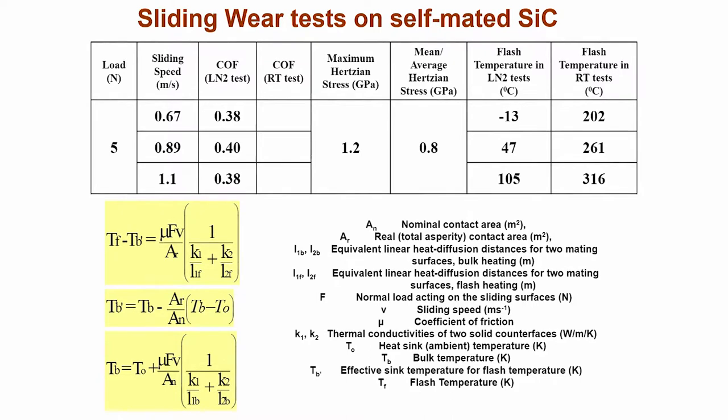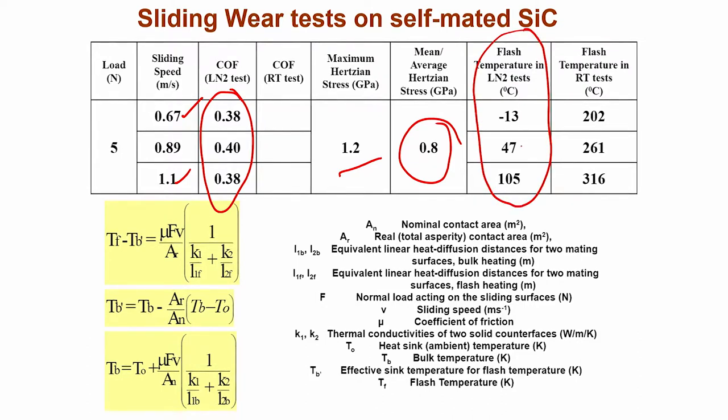Similar to earlier case studies, here we have varied the sliding speed from 0.67 meter per second to 1.1 meter per second, and if we keep the load at 5 newton, we have found that the coefficient of friction is around 0.38, so close to 0.4, which is relatively higher compared to some of the metals. And Hertzian contact stress is 1.2 gigapascal, mean average Hertzian contact stress was 0.8 gigapascal, and flash temperature at 0.67 is sub-zero temperature, at 0.89 is 47 degrees Celsius, and at 1.1 meter per second it is more than 100 degrees Celsius. And flash temperature was calculated according to the equations that I have described in greater detail in one of the initial lectures in this NPTEL lecture series.